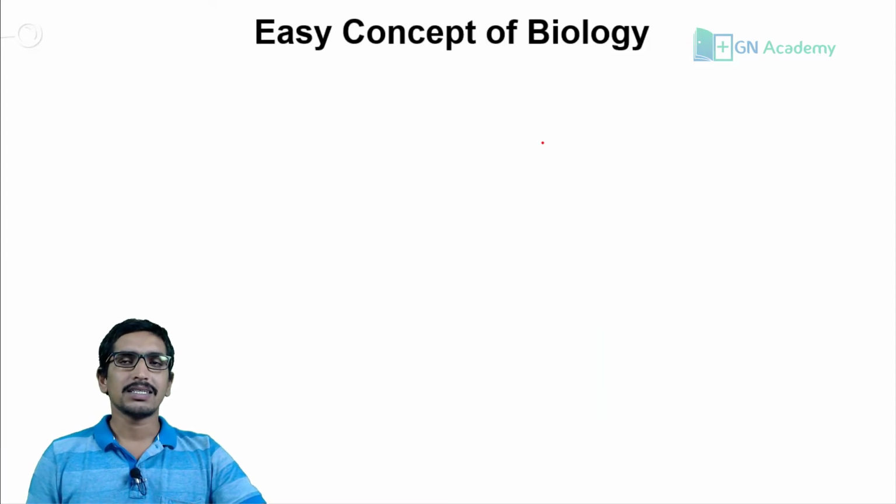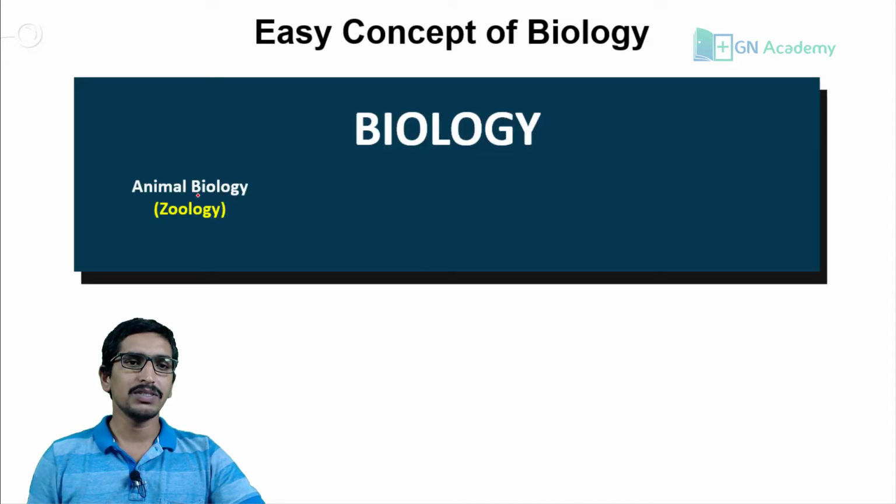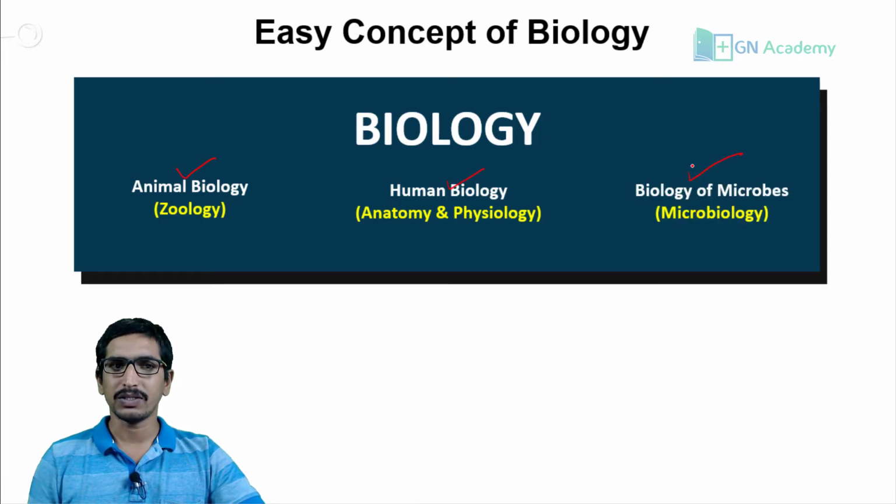Coming to the next, the easy concept of biology. Biology can be animal biology, human biology and the biology of microbes. Animal biology we call zoology, and human biology we call anatomy and physiology. Anatomy and physiology is the subject to study human biology. Zoology discusses animal biology and microbiology discusses the biology of microbes. So these are the three easy concepts of biology.